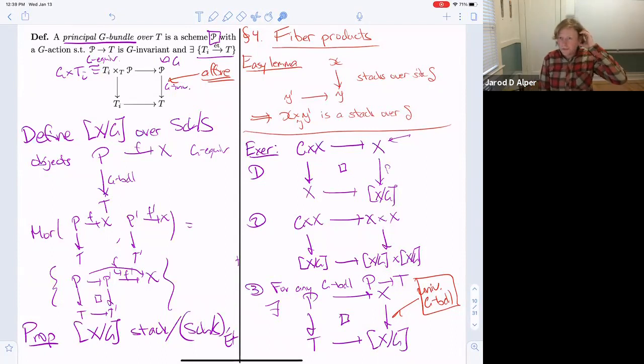Yeah. This is the universal G bundle. And maybe an important example to think about is the case where X is trivial, and so a special case of X mod G is BG.